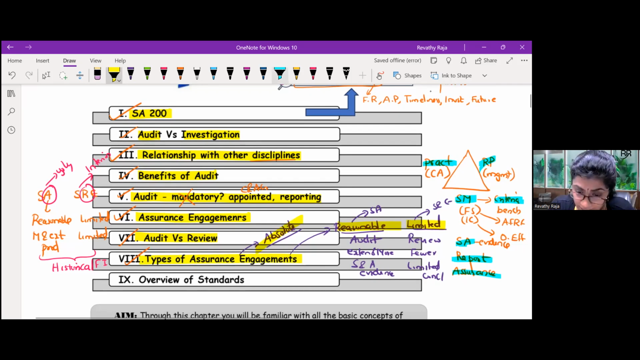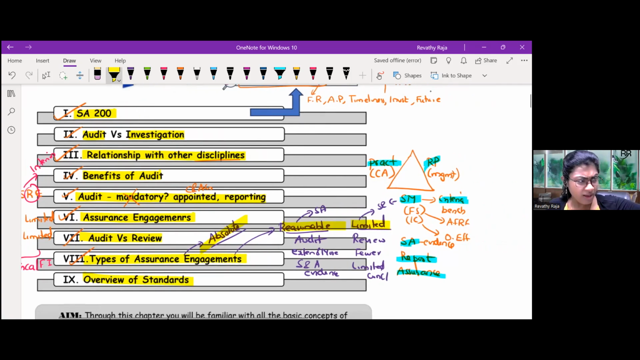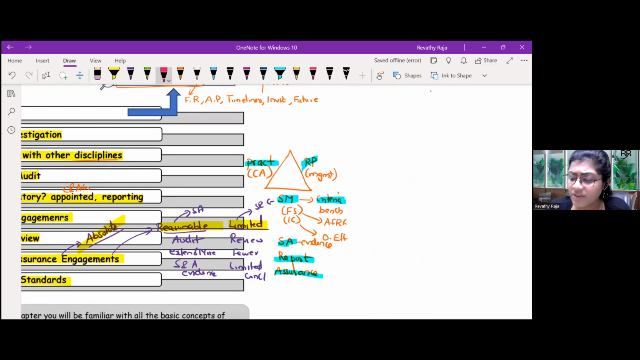Now coming to the last part, which is the overview of standards. Guys, there are 5 sets of standards issued by AASB, the Auditing and Assurance Standards Board of ICAI. The first set of standards is called SA. We use SA for audit to give reasonable assurance on historical financial information. Second, we have SRE. It is used for review engagements.